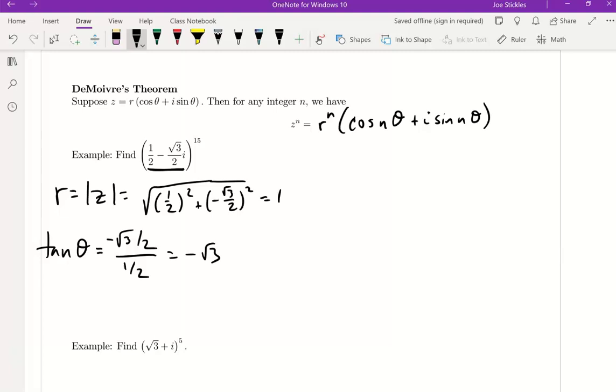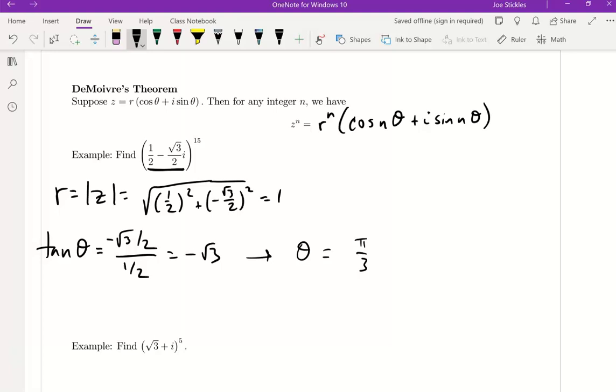Now to figure out the theta value. Again, the imaginary part plays the role of y, and the real part plays the role of x. So negative root 3 over 2 over 1/2 is tangent of theta. Simplify, we get negative root 3. Well, if I'm just looking at root 3, what angle has a tangent equal to the square root of 3? Pi over 3.